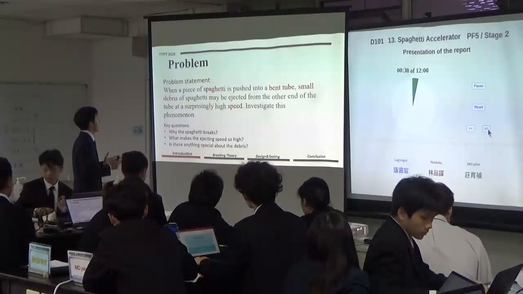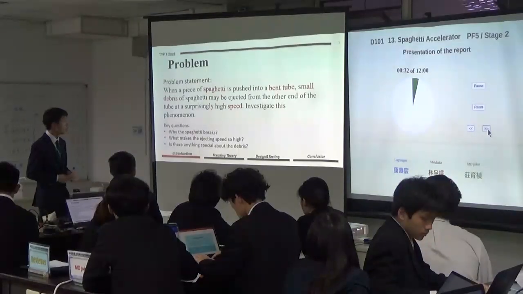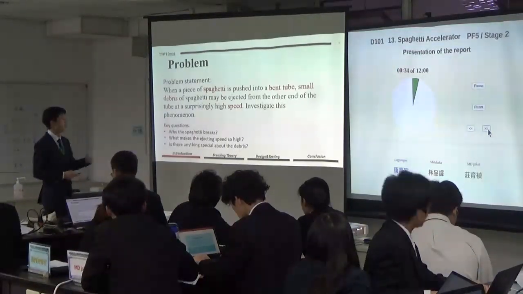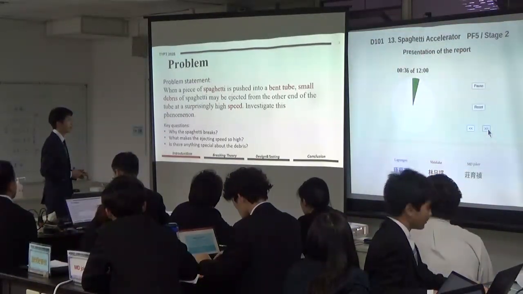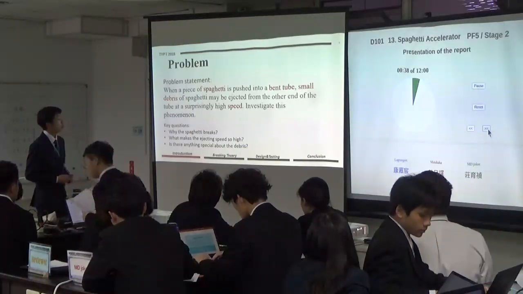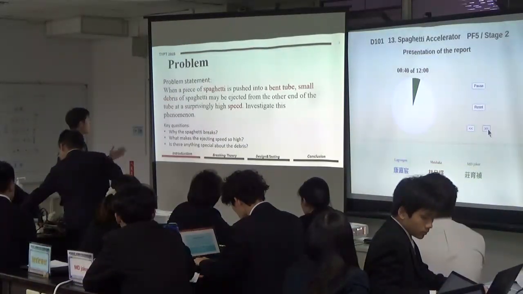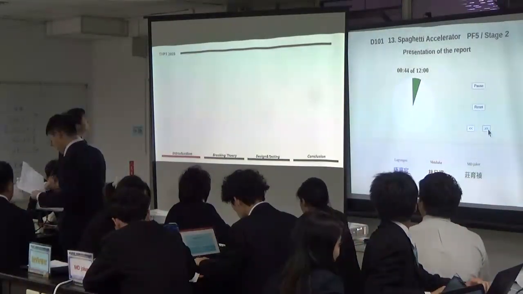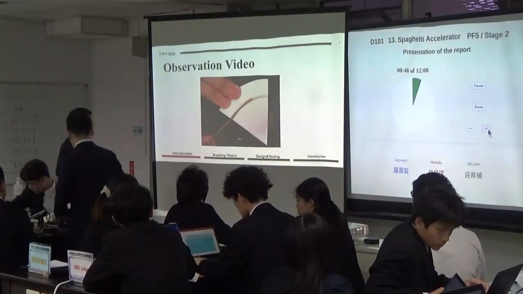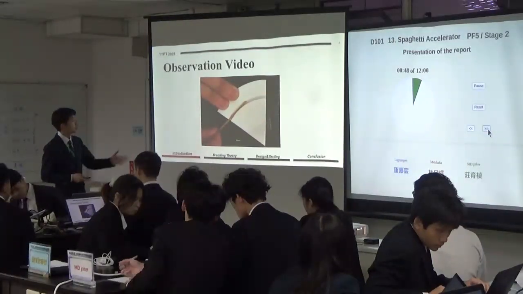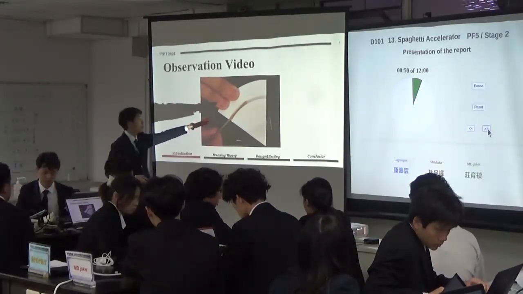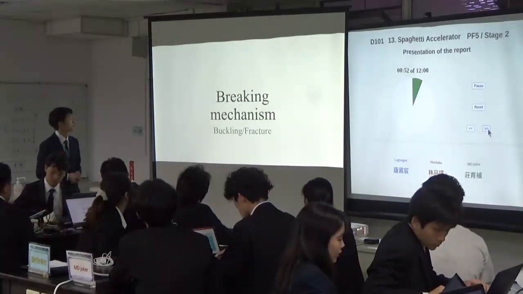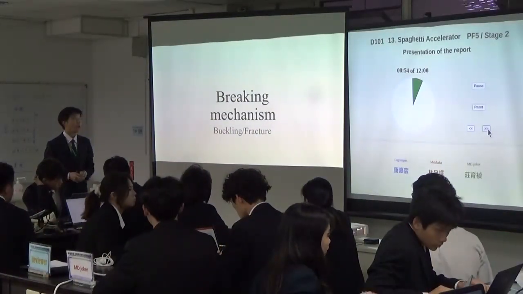Investigate the phenomenon. So our key questions emerge. First of all, why does spaghetti break? Second, what makes the ejected speed so high? And third of all, is there anything special about the debris? Okay, for the observation video, as you can see over here, the spaghetti will break and get out. And so now, let's talk about the breaking mechanism.